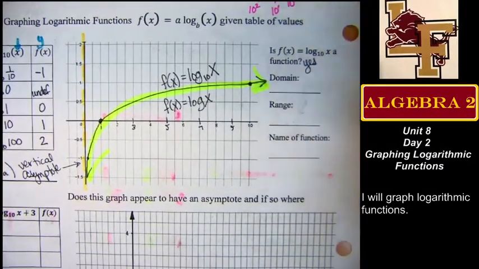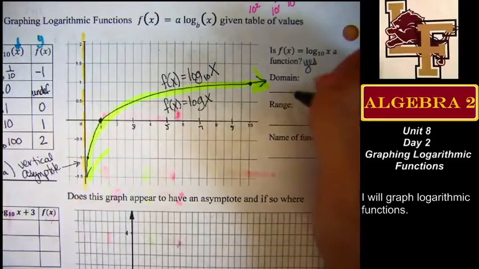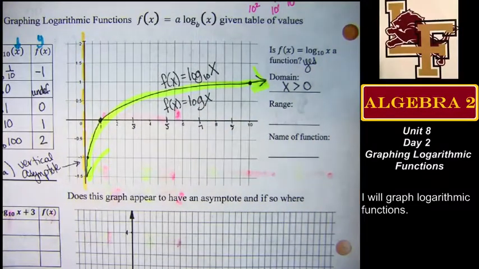What's my domain? Would it be all real numbers? Can I reach 0? Oh, no. x greater than 0. I can't reach 0, which means if I can't reach 0, I also can't reach the negatives. I'm stuck on the positive side. And that means that x will always be some value that is bigger than 0, even if it's only bigger than 0 by a tiny little bit.